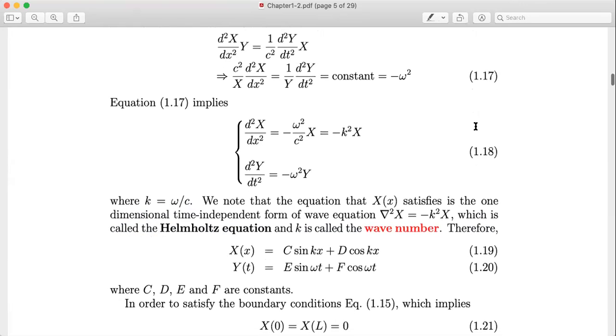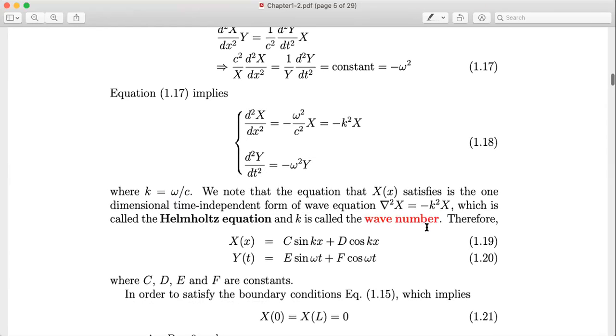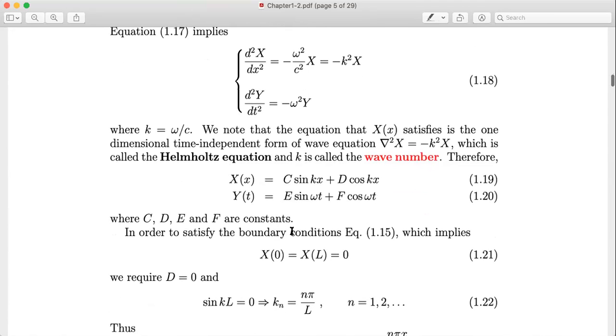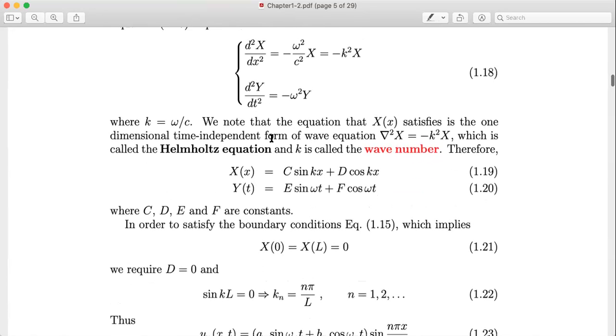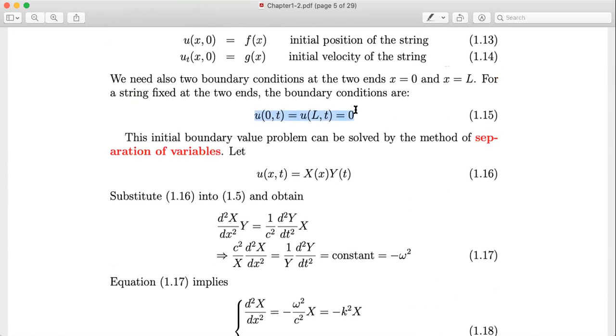Okay, so these two equations can be easily solved to be of this form: a linear combination of sine and cosine of the corresponding variable x or t. And all these C, D, E, F are constants. And then, as you know, this X has to satisfy these boundary conditions. Remember, we have boundary conditions here. Both ends have to be 0. U at both ends has to be 0 because I fixed the string at those ends.